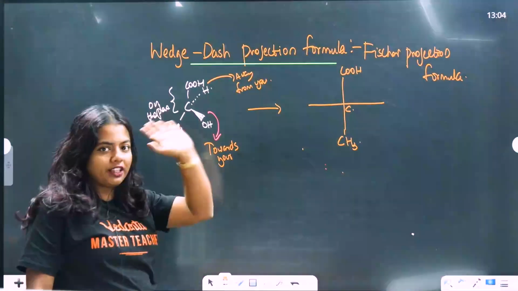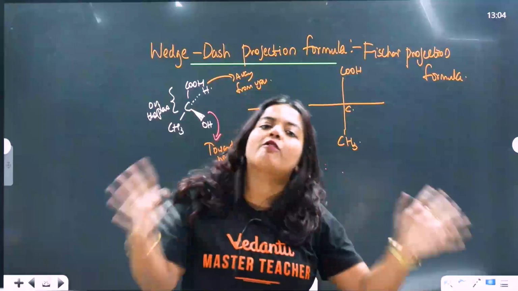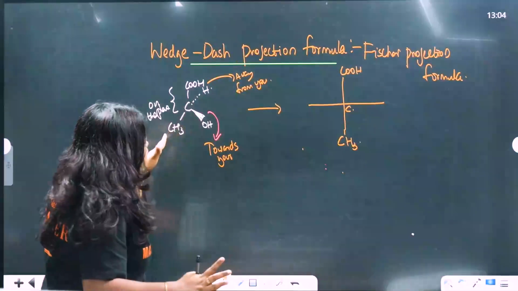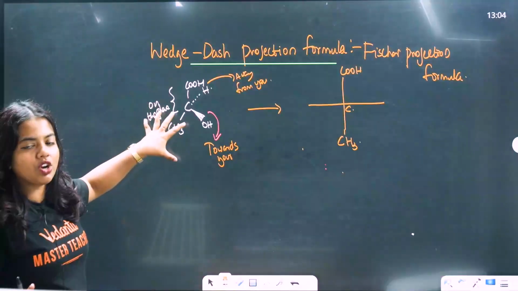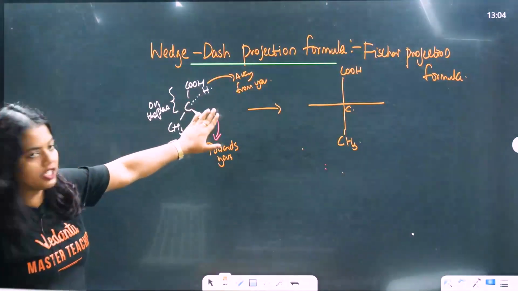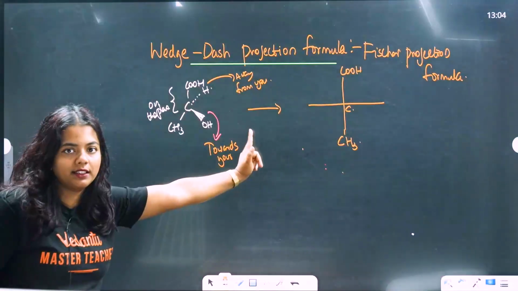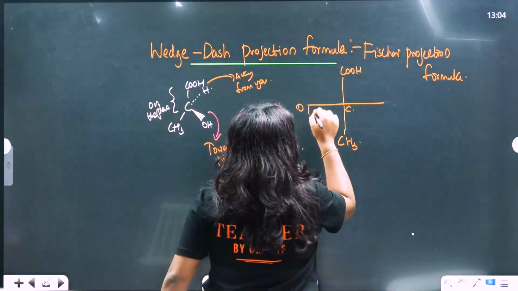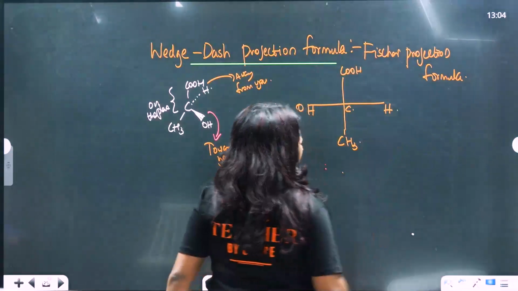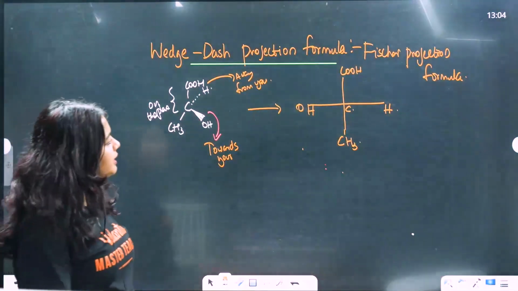That wedge can be hydrogen in some compounds, Cl in some compounds, anything. Whatever is on the wedge side next to the CH3, we have to write it on the opposite side. So we have to write the OH on this side and hydrogen on this side. This is the easy way to write it down.